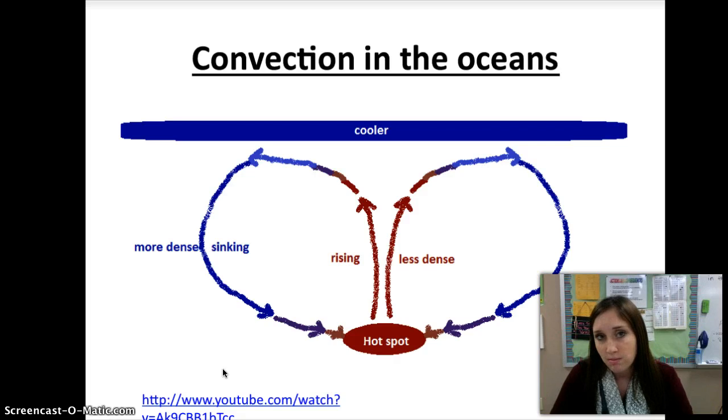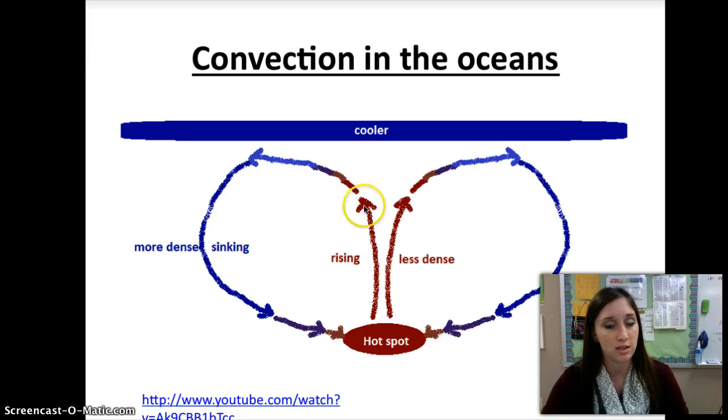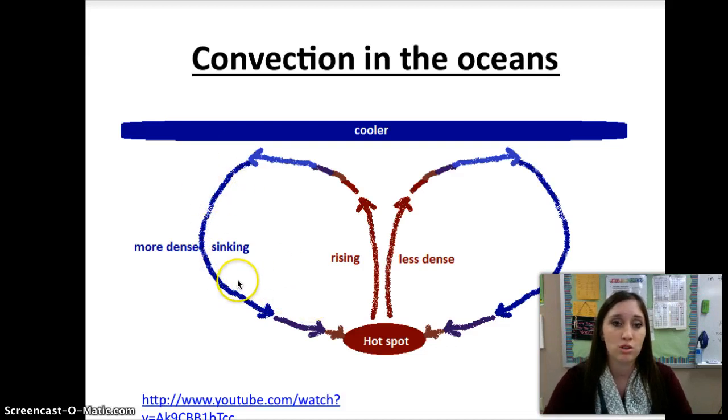In the ocean, this also can happen. All right, so the sun is going to heat the ocean. It's going to cause currents. And as you can see, say the sun is hitting here. This is the hottest part. It's going to rise because the density causes it to rise. It's less dense, and then it's going to sink, and it's going to be more dense. So the cooler ocean currents are going to be sinking.